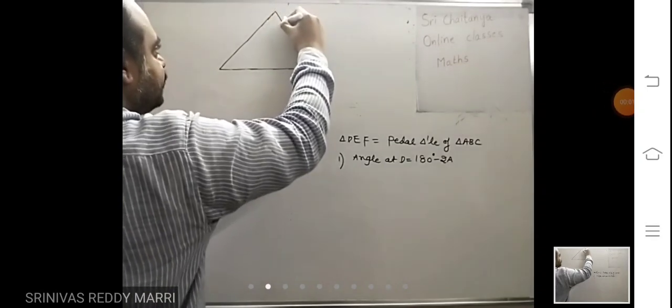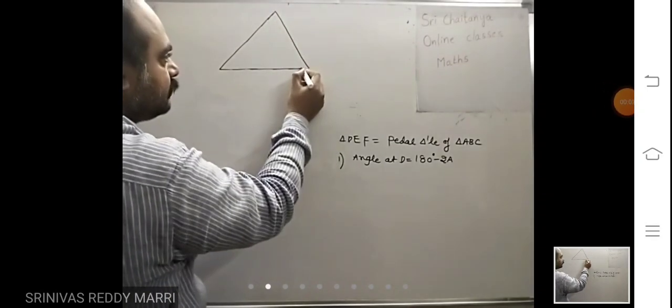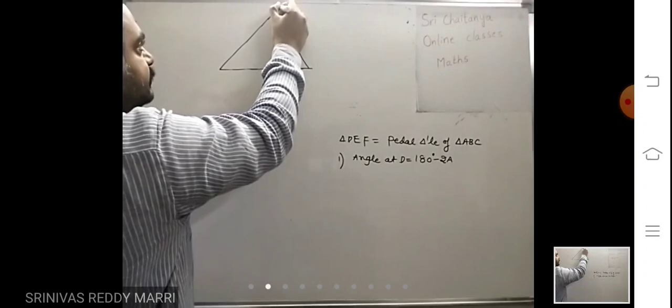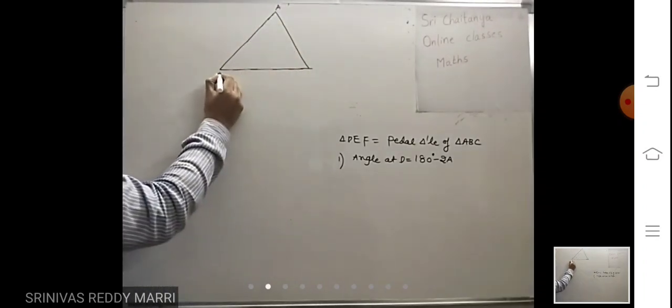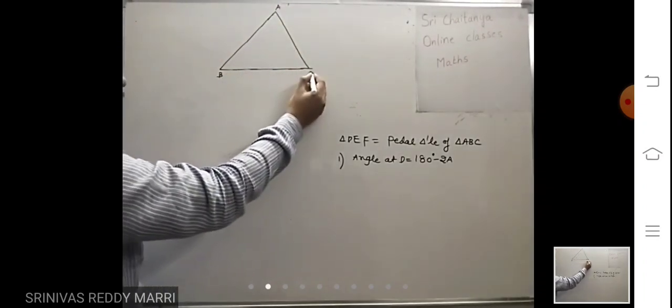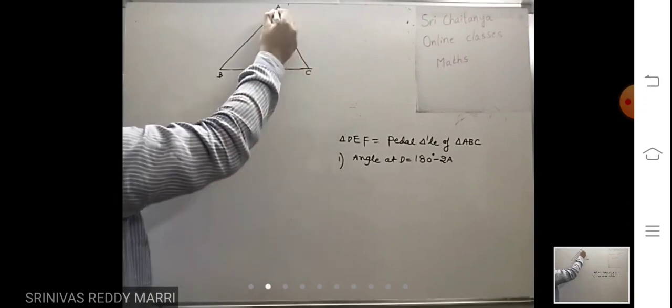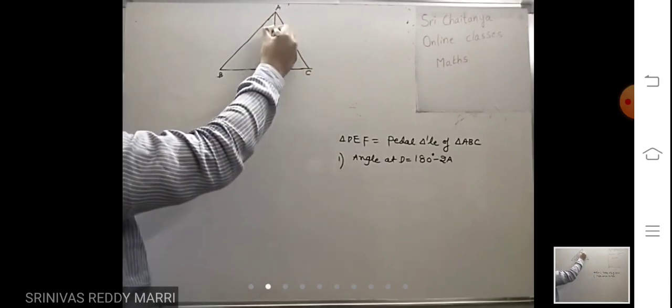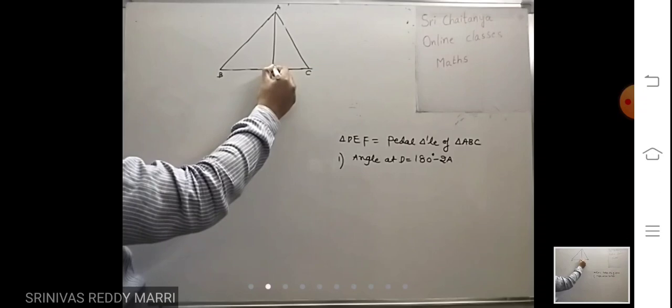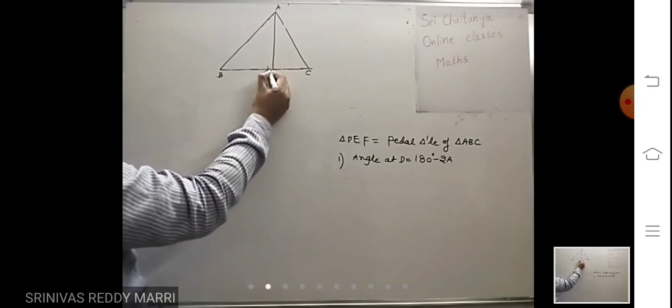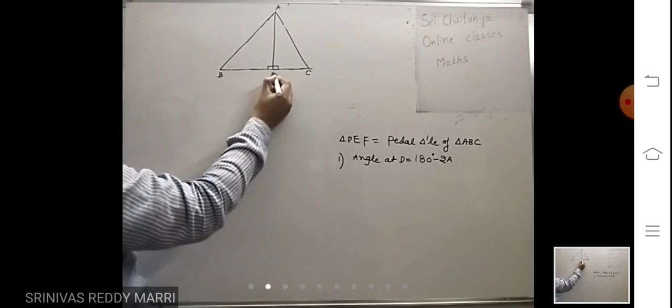Look at here itself, I will indicate the angles. So triangle ABC is there. Draw a perpendicular. So this is 90 degrees. This is one altitude.